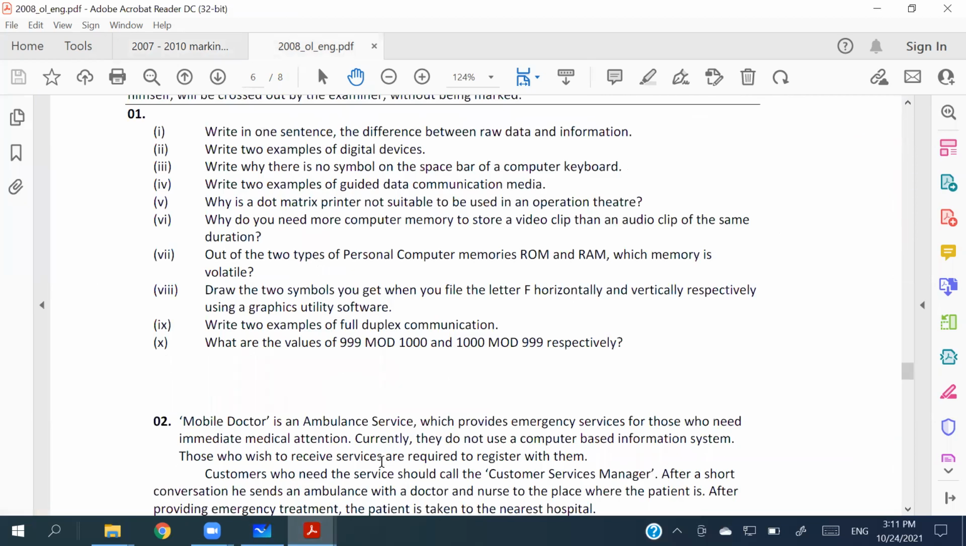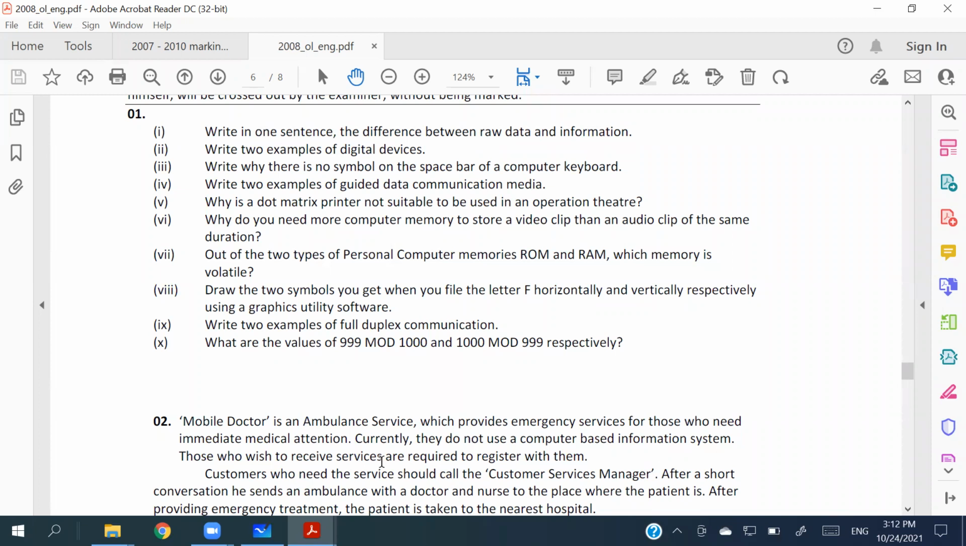Then in the 6th one, no, actually the 7th one. Out of the 2 types of personal computer memories, ROM and RAM, which memory is volatile? That is a very easy question, right? The volatile one means what? When the voltage is there, it will memorize the things. When the voltage is not provided, it will forget the things. So the volatile memory is RAM.